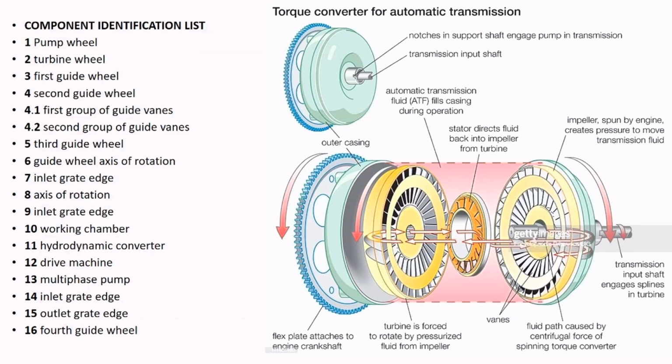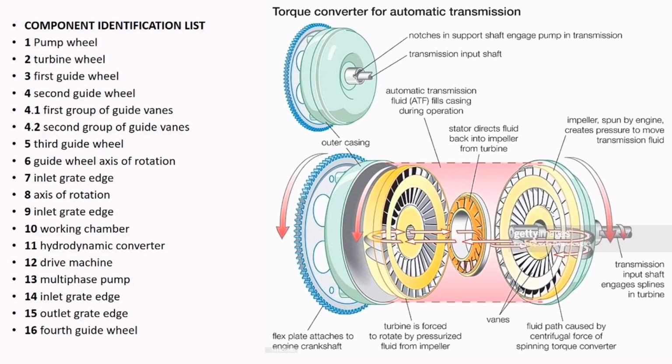So here on the screen we can see an enlarged view or a cross-sectional view of the hydrodynamic torque converter. This figure is basically the torque converter for an automatic transmission. So here we can see the notches in support shaft, engage pump in transmission, transmission input shaft, automatic transmission fluid, ATF fills casing during operation, stator in the center, and just as we can see in the above figures, on the left side we have an engine crankshaft, and on the right side we have the fluid path caused by the centrifugal force of the spinning torque converter. And these are the component identification list.